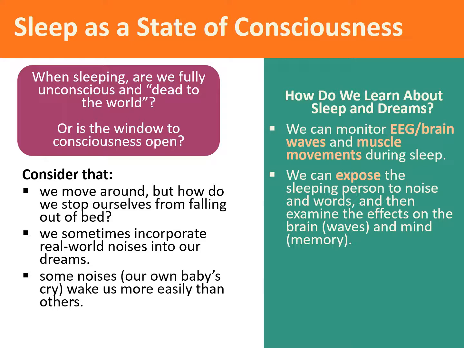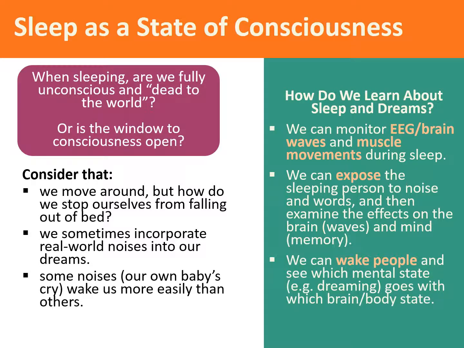If you want to check out what a sleeping person is dreaming of, you can wake them up, or you can expose them to noises or words and see if they can remember them later on. One way is waking somebody up while they're dreaming. So if they're dreaming, you can see their eyes moving back and forth rapidly. So dream sleep is also known as REM sleep or rapid eye movement sleep.